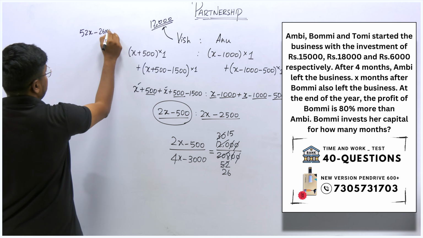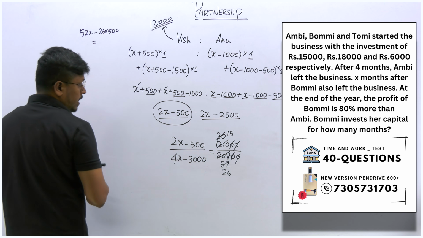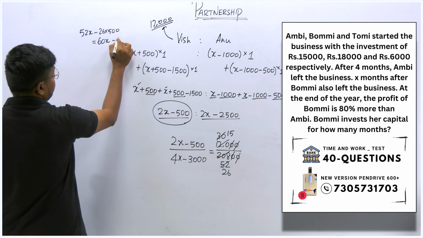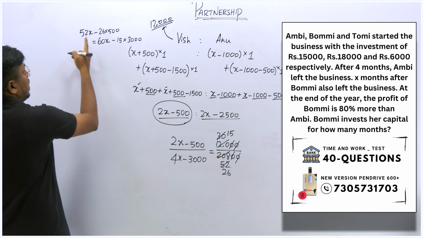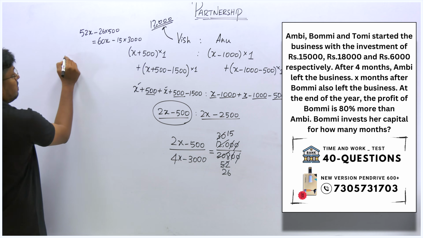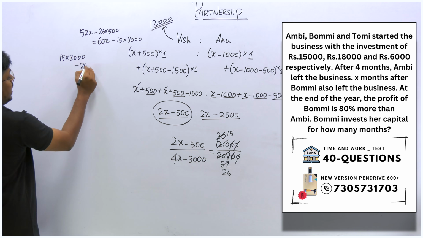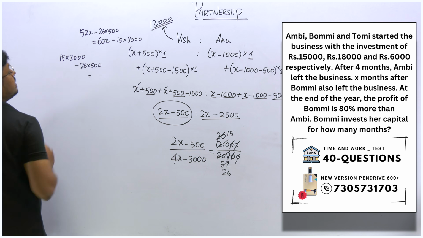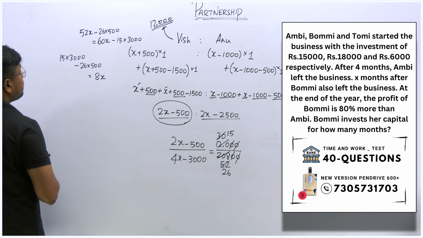So 26 into 500 is equals to, so 15 into 4. So 15 into 4 will be 60x. So 60x minus of 15 into 3000. So now 60x minus 52x. So this can be written as 15 into 3000 minus of 26 into 500 is equals to 60x minus 52x will be 8x. So this will be 8x, right?